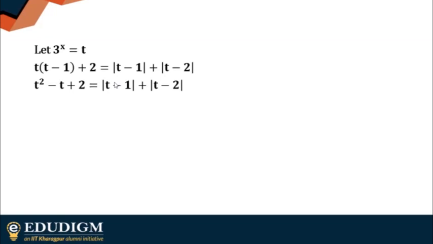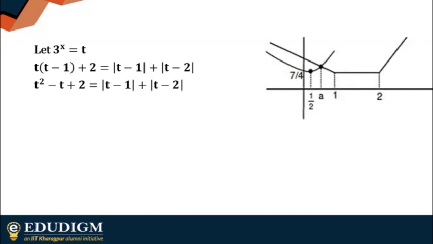If you note this, mod t minus 1, the critical point here is 1. On one side of 1, t minus 1 will behave as positive, whereas on the other side it will just become negative. Similarly 2 is also a critical point. So if you want to break it up into pieces, you will make three cases: one where it is less than 1, another where it's between 1 and 2, and the next part where it is greater than 2.